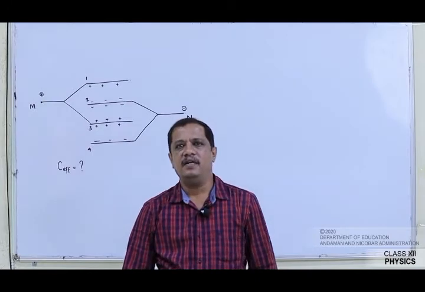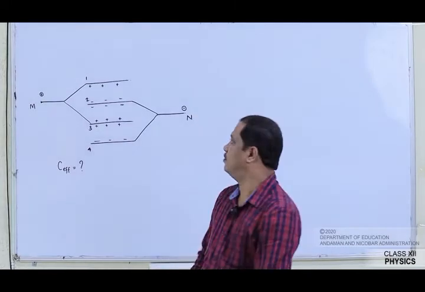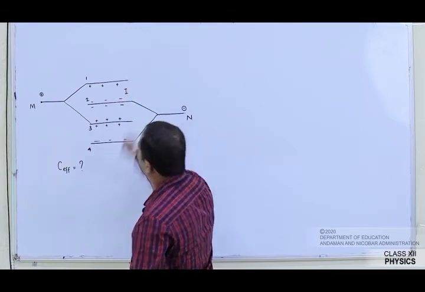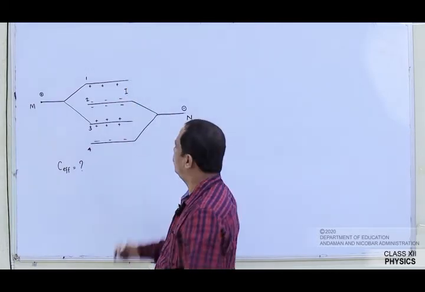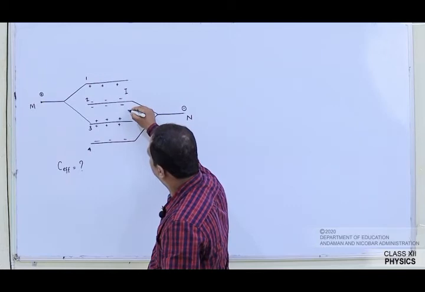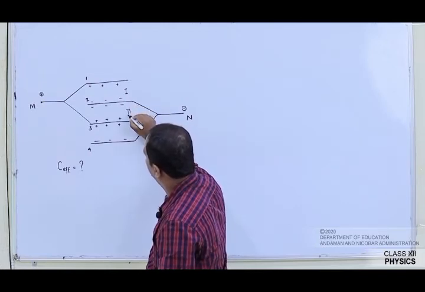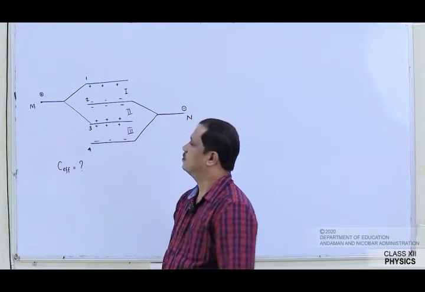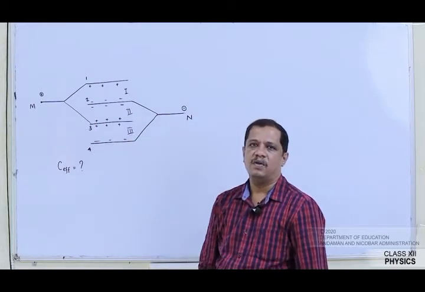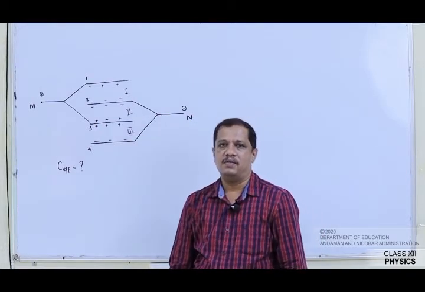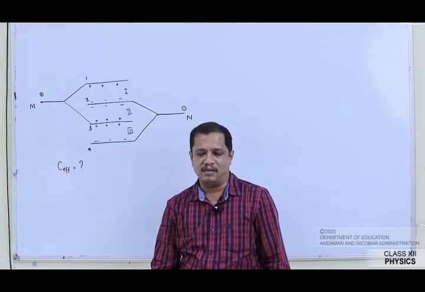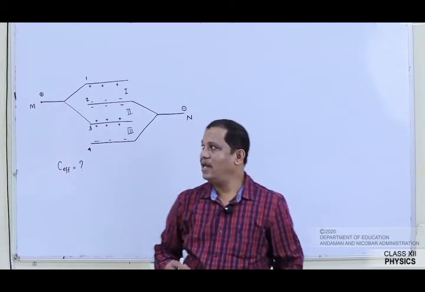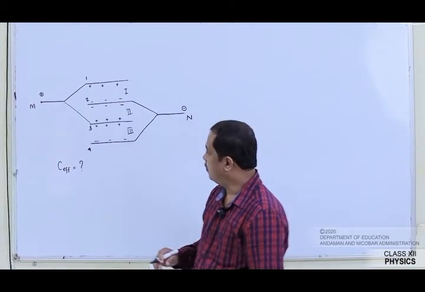In that case, if I count the number of capacitors, I will find that this positive and negative is going to constitute one capacitor, this negative and positive second capacitor, and this one third capacitor. To find the effective capacitance, now the number of capacitors is 3. Now I have to find how they are connected.